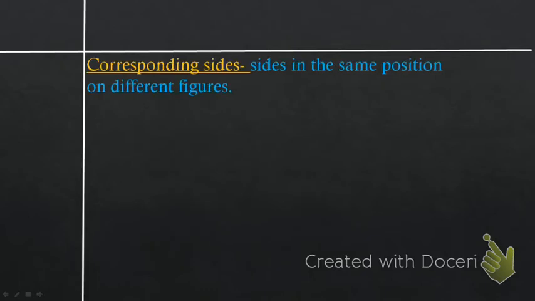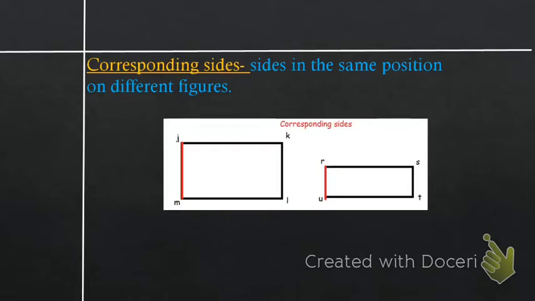Okay, corresponding sides are sides in the same position on different figures. Here our left figure is bigger than our right figure. I highlighted with red our left sides of the rectangle. Since these are both on the left sides, those are corresponding sides.